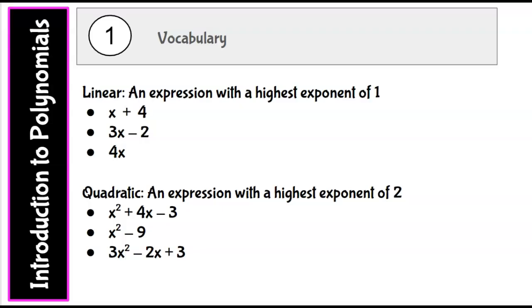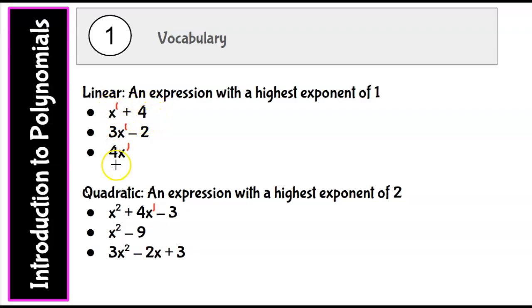Some more vocabulary would be linear and quadratic. So linear is an expression with a highest exponent of 1. A quadratic is an expression with a highest exponent of 2. So these are names for polynomials by their degree, by their highest exponent. You might say, well, these don't have exponents at all, but because they have an x, we can say that their exponent is 1. So on this expression here, that has an exponent of 1, but the highest exponent is 2, which makes it a quadratic. This one doesn't have any exponent at all, so its exponent is 0.